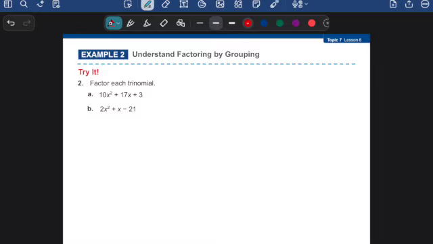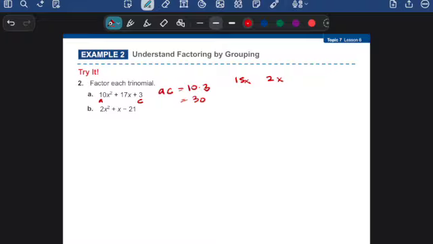Okay, so first, what do we need to do? We need to identify A and C. So A times C is going to be 10 times 3. It equals 30. Now we're going to factor 30 so that it also adds up to 17. Well, I'm thinking of 15 and 2, right? So those are my factors that will give me 30, but also add up to 17. So then each of those gets an x. Those are my two linear terms. Because if I do 15x plus 2x, I get 17x.